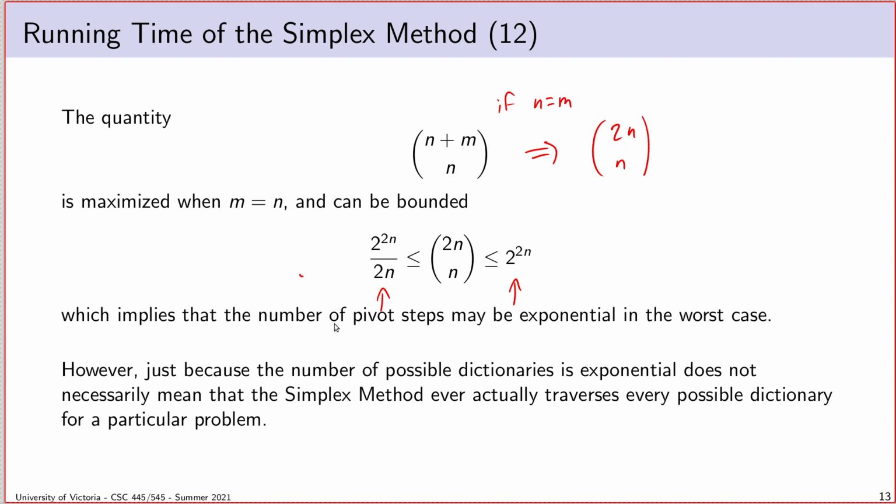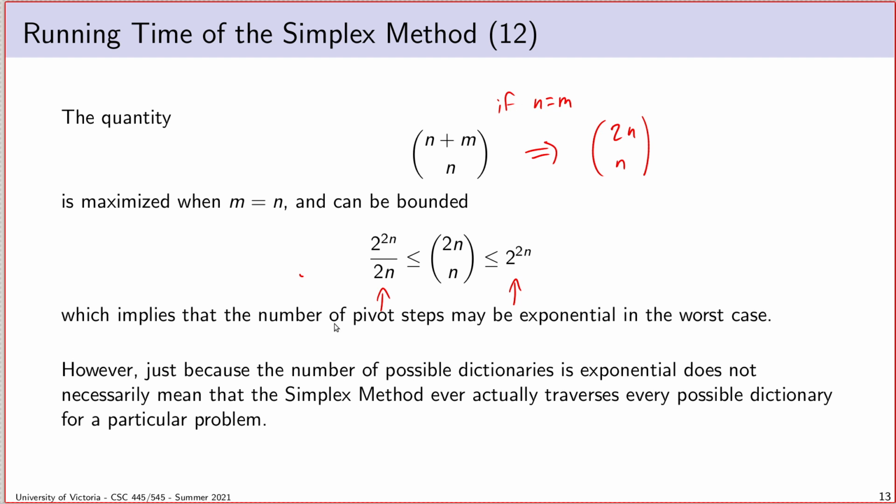But maybe we're being a little bit pessimistic there. Because it's true, yes, if it doesn't cycle, the algorithm can't hit the same dictionary twice. But if it doesn't cycle, is it really realistic that it's going to hit every dictionary once? I don't think so. So let's think of the reasons why I think it's acceptable to rule out that the simplex method really could go to every possible dictionary for a particular LP.